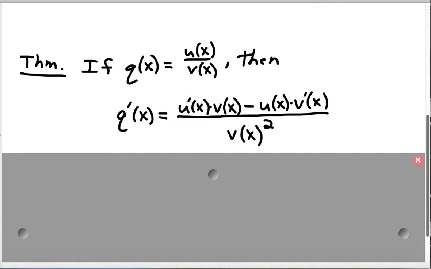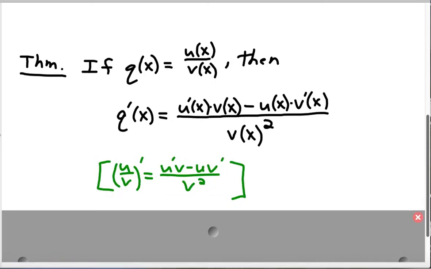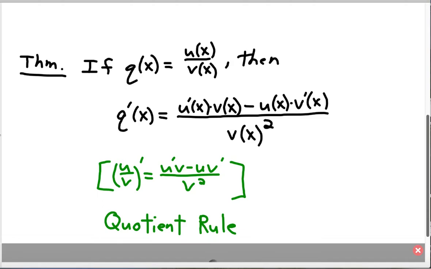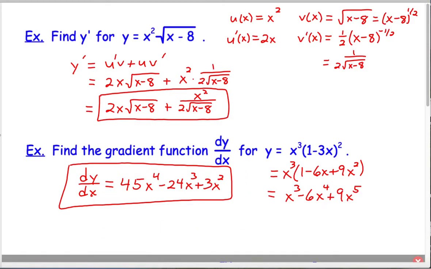But q of x is going to equal u prime v minus u v prime all over v squared. So in other words, for your numerator, it's almost like the product rule except it's a subtraction. The derivative of the first times the second minus the first times the derivative of the second, and then all of that is over the second function squared. So this is the quotient rule, and let's go ahead and apply that to an example.